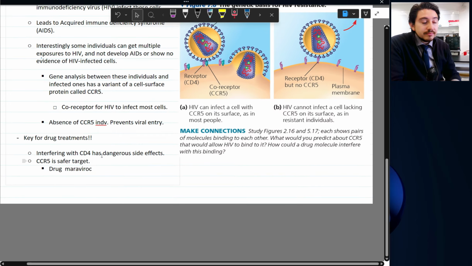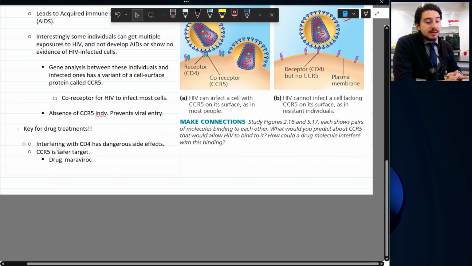But it's quite difficult to do drug discovery and drug treatments, because with any molecule that you're working with, there could be side effects. So interfering with CD4 has dangerous side effects. CCR5 is a safer target, and you have this drug, Maraviroc, that has been made. So it's just by understanding proteins in the membrane that we can help in medical science. Good area of investigation. Okay, let's go to the next one.